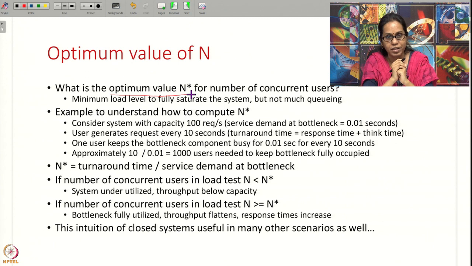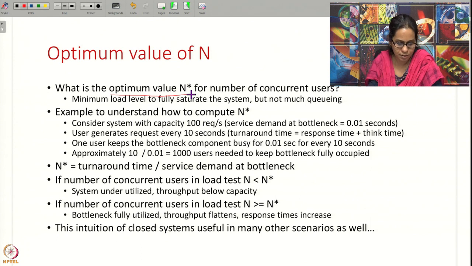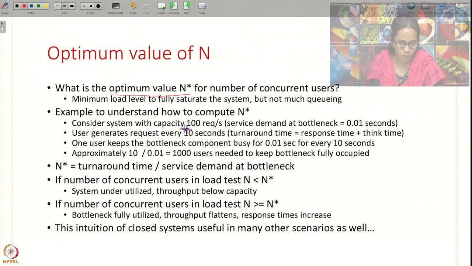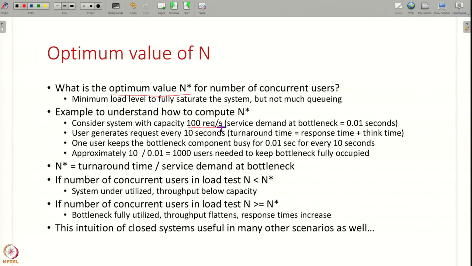What is this value of n star, you might ask. So let us see how to intuitively compute this n star. Of course, there is a lot of math and theory behind this, but I will just try to explain it in simple terms. Suppose you have a system with a capacity of 100 requests per second, as we have been seeing so far.